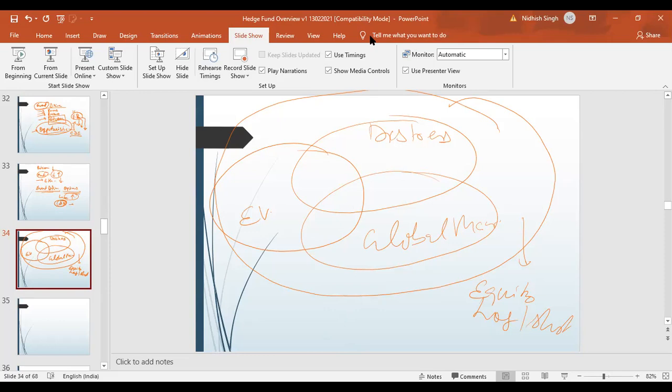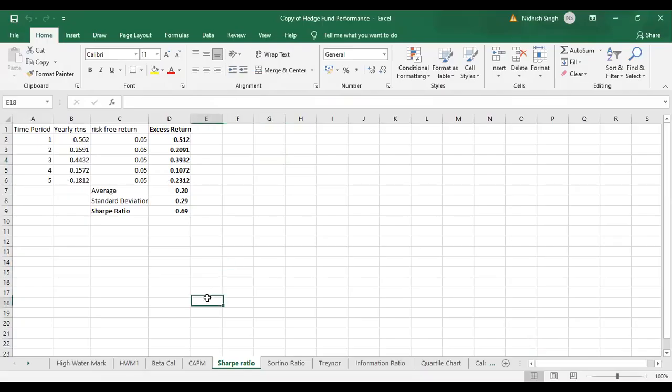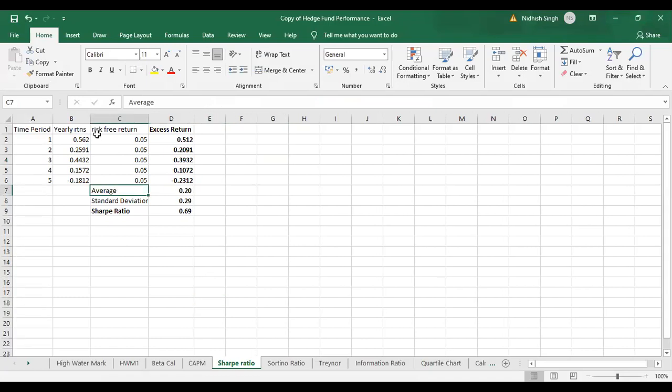So let me just jump to a calculation sheet. Of course, we cannot go through everything. I have various documents and ratios to showcase, but I'll just give you a quick idea how they are calculated. So say, for example, are you able to see the Excel? Yes. All right. So there are five time periods and yearly returns are given. Now we also have the risk-free return. We generally call it RFR as per the CAPM.